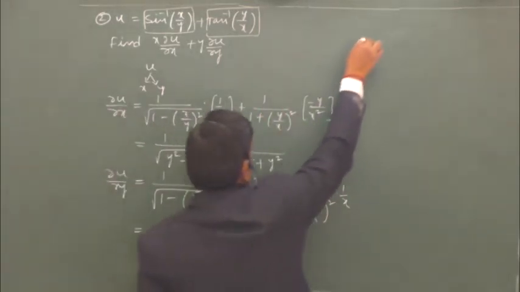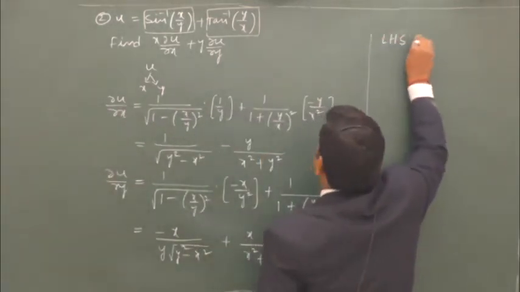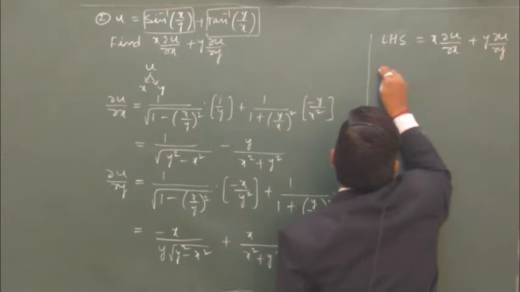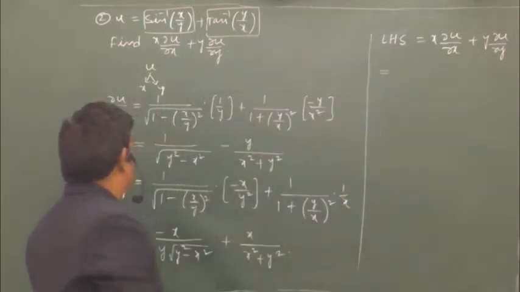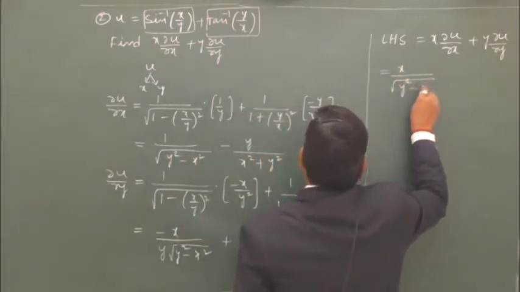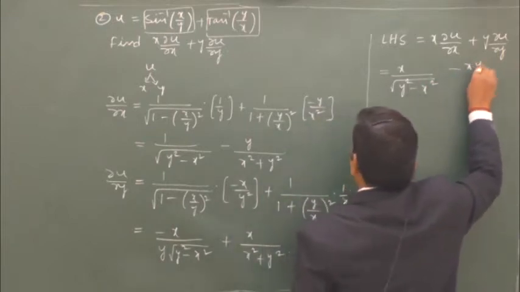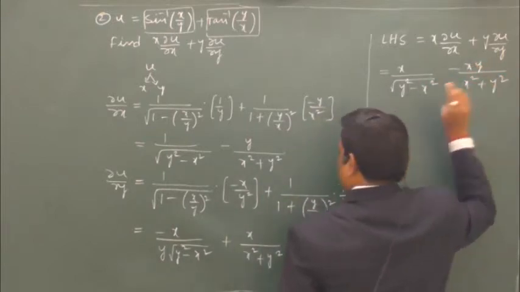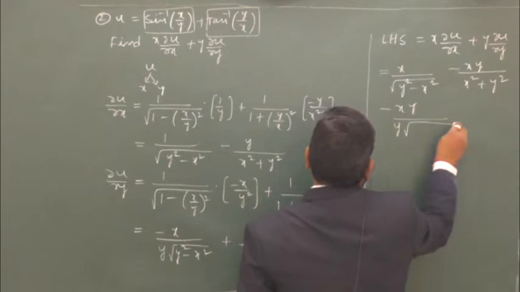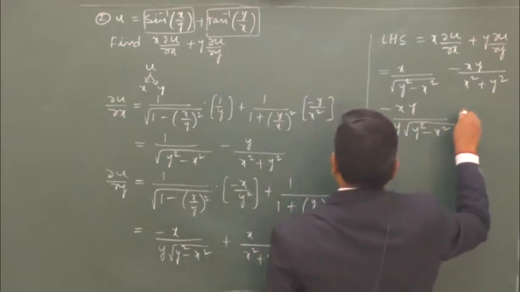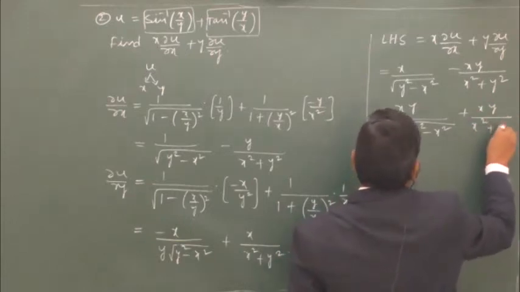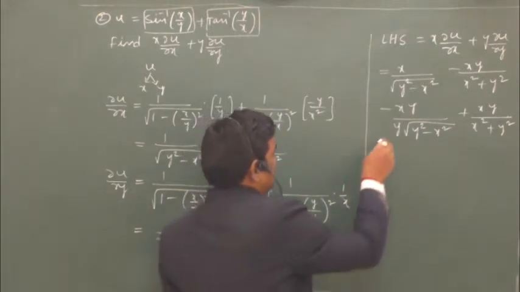Now let us consider the LHS. The LHS is equal to x into dou u by dou x plus y into dou u by dou y. So multiply dou u by dou x by x. It is x by root over y square minus x square minus xy by x square plus y square, minus xy by y into root over y square minus x square plus xy by x square plus y square. Okay, so y gets cancelled.